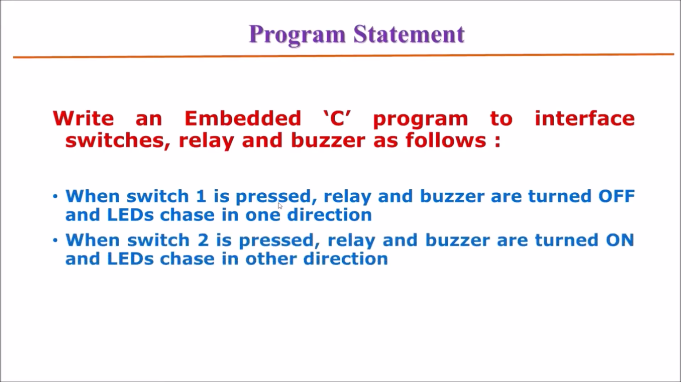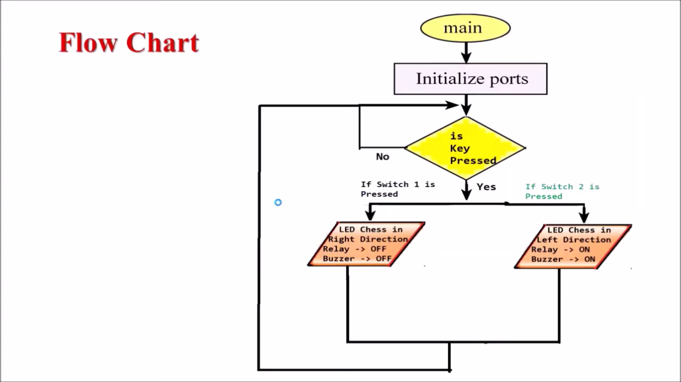And when switch 2 is pressed, relay and buzzer are turned on and LEDs chase in the other direction. That means we have to shift the lighting of LEDs in the right direction in one case and left direction in the other case. So just go through this simple flow chart.